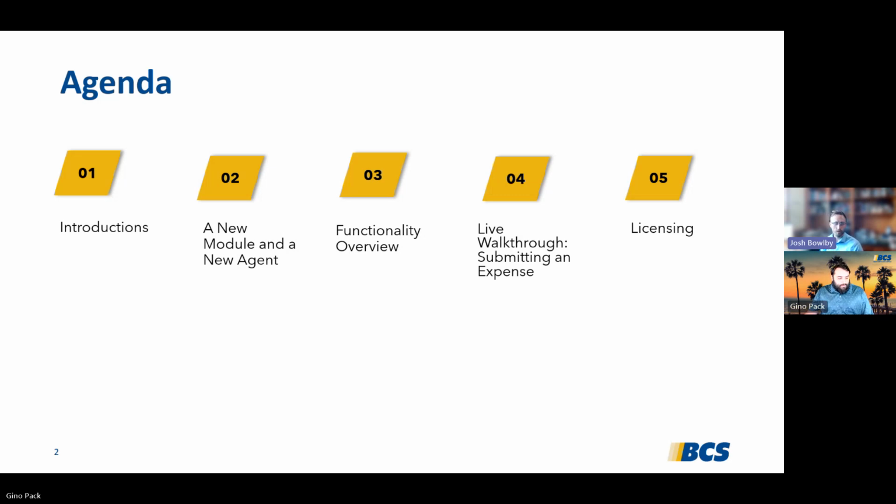So just taking a quick look at what we'll be covering today as far as an agenda. We'll start with some very brief introductions of who's actually on the call today. Then we'll talk about the new expense management model and agent, walk through some of the key functionality, and then Gino will be taking us into Business Central for a live walkthrough of actually submitting an expense. From there, we'll wrap things up with a quick look at licensing and then leave some time at the end for questions. You should see a Q&A box available throughout the presentation. So feel free to drop questions in there as they come up, and we'll work through those at the end.